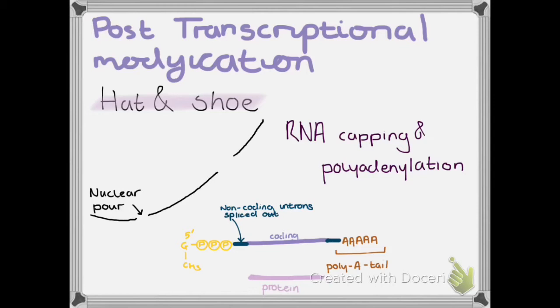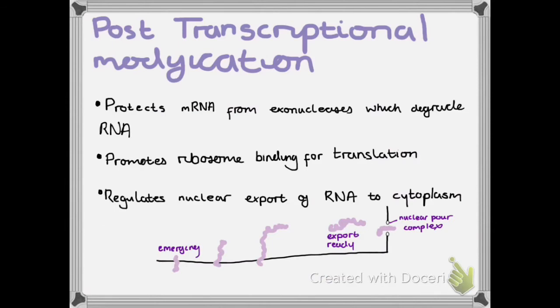These bases are your adenine bases. This stops the mRNA being degraded by exonucleases, and it also promotes the ribosome binding to it, and it regulates nuclear export of it to the cytoplasm for translation.